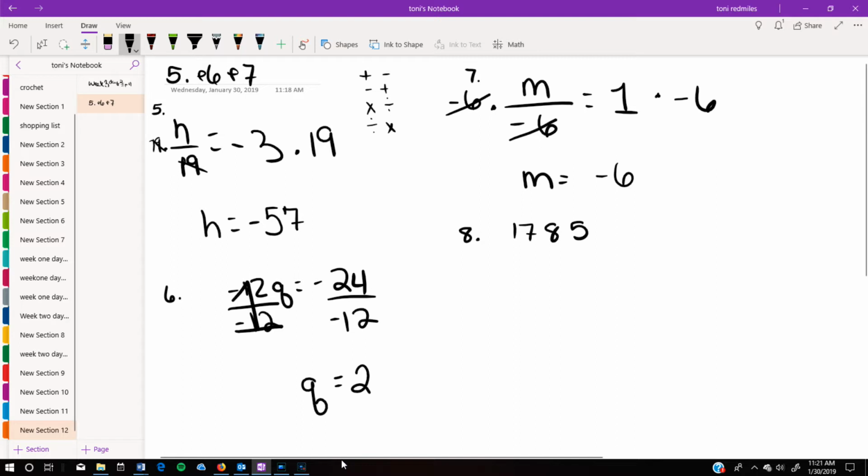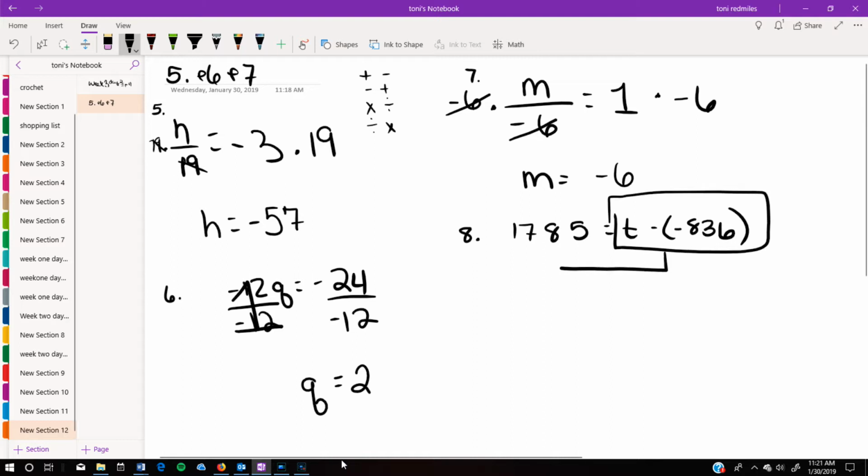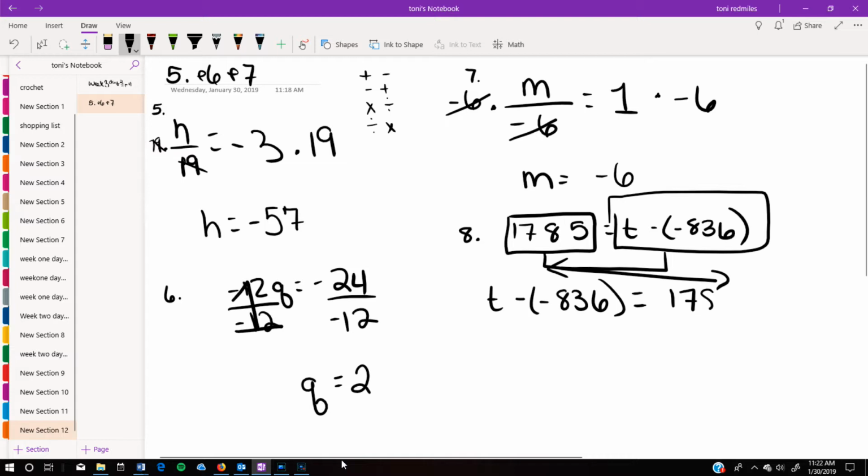Now, if you remember from class, I don't like backwards equations. You can do backwards equations. I'm not saying that you can't, but it gets really confusing. So for organizational reasons, I taught you how to flip-flop. Okay, that means this whole piece is just going to slide to the front. All right, so t minus negative 836 equals, slide this to the back, the whole thing, 1785.